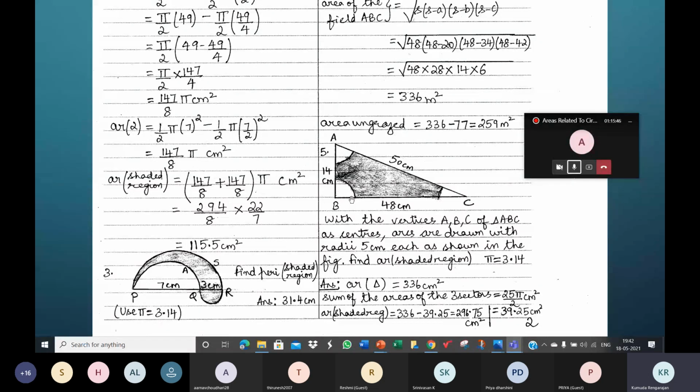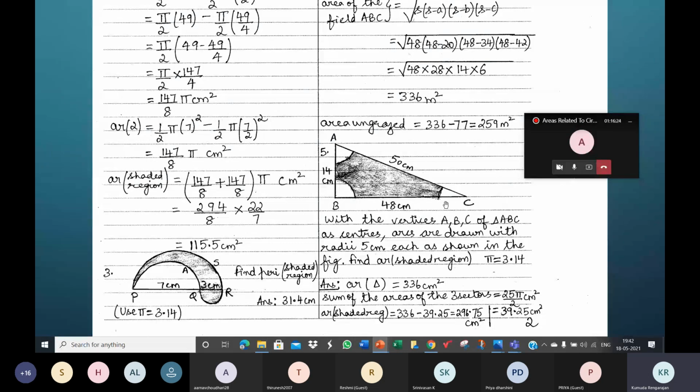You can check if it's a right triangle by using the converse of Pythagoras theorem. Or if you don't want to do all that, you can straight away find the area using Heron's formula. You can check 48 square plus 14 square. If that is 2,500 and 50 square is 2,500, that is, if AB square plus BC square is equal to AC square, then the triangle is a right triangle. So in that case, you can find the area using half base into height.